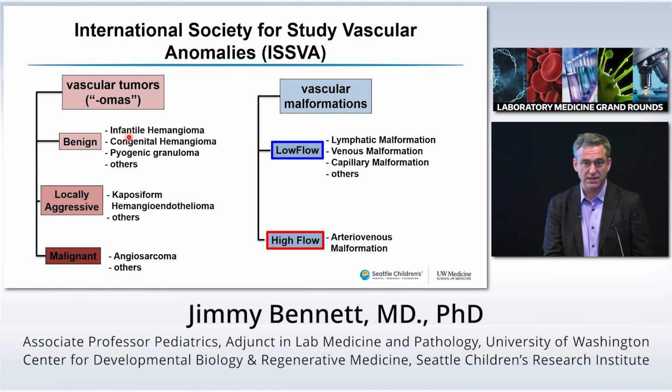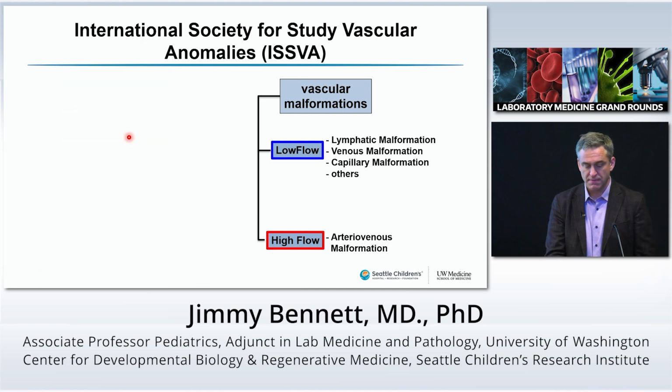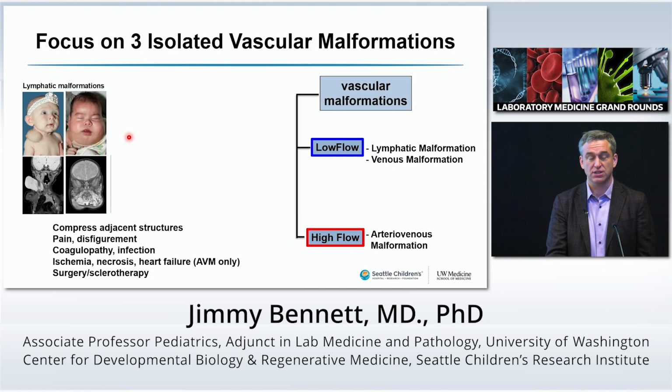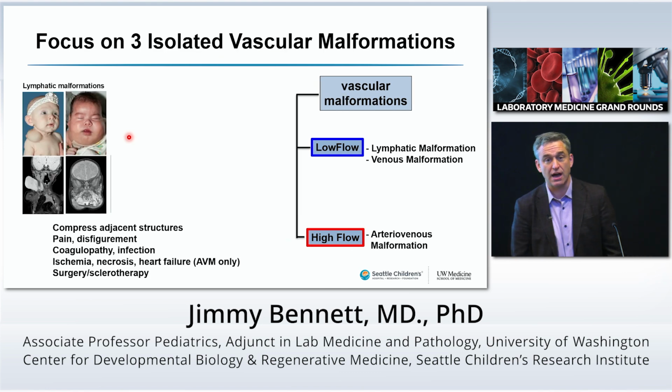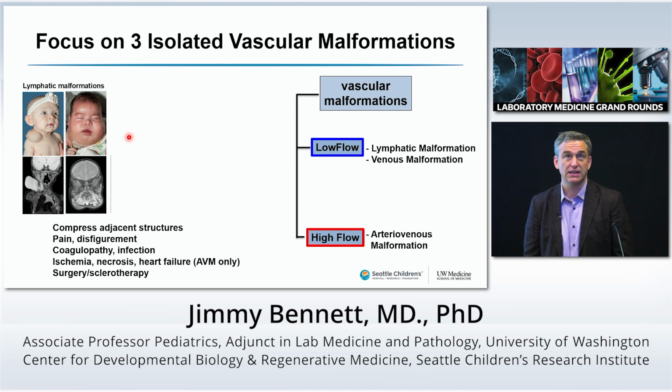I'm not going to go into a huge amount of detail on this because I want to get to the diagnostic part of it. And in fact, for the rest of the talk, I'm really just going to focus on 3, the most common and the most clinically important isolated vascular malformations. And these are lymphatic malformations, venous malformations, and arteriovenous malformations. So on the far left, you see 2 pictures of children with lymphatic malformations. On the top are pictures, and the bottom are their corresponding MRIs.